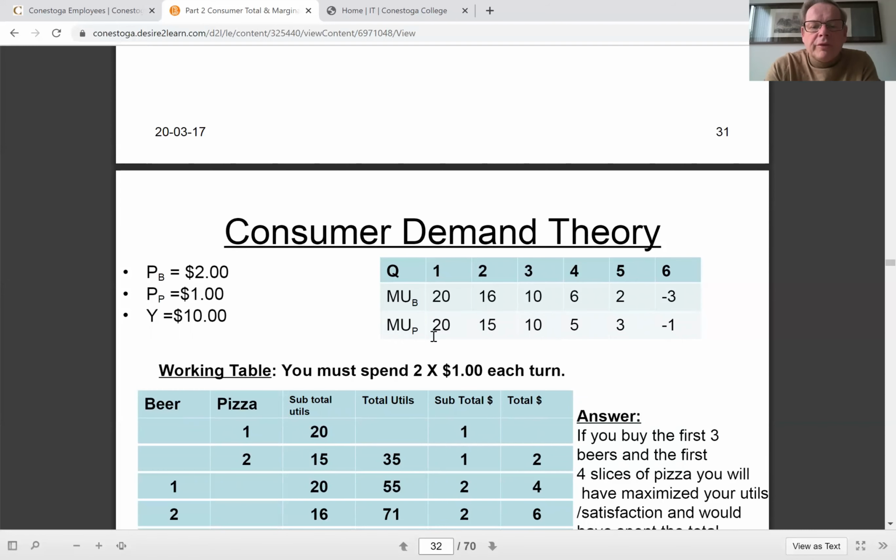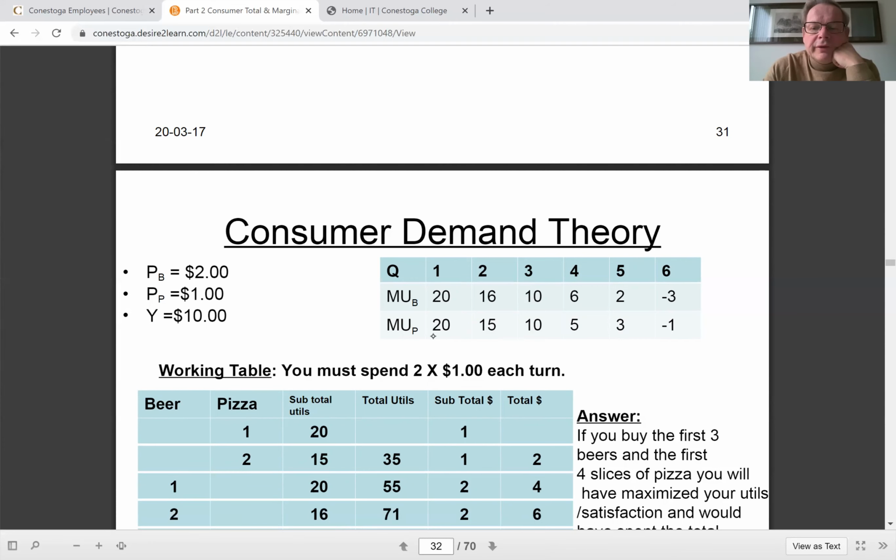So I've consumed the first 2 slices of pizza. I've consumed the first 2 beers. The question now is, where am I going to spend the 7th and 8th dollar? Am I going to buy the third beer and get 10 levels of satisfaction? Or am I going to buy the third and fourth pizza and get 15? Well, the logical choice, once again, is to buy pizza, which gives me 15. 15 is greater than 10.